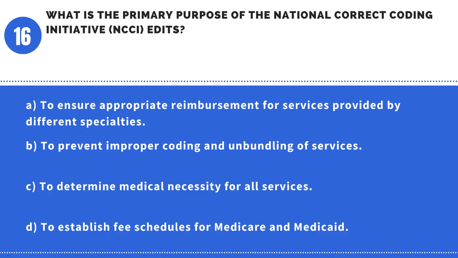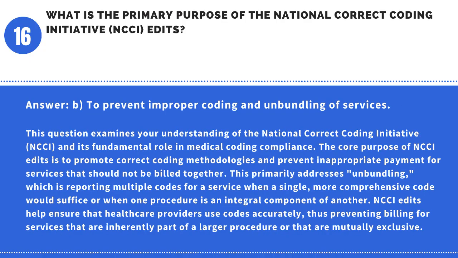Question 16. What is the primary purpose of the National Correct Coding Initiative, NCCI, edits? A. To ensure appropriate reimbursement for services provided by different specialties. B. To prevent improper coding and unbundling of services. C. To determine medical necessity for all services. D. To establish fee schedules for Medicare and Medicaid. Answer B. To prevent improper coding and unbundling of services.